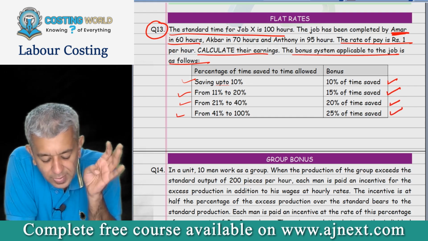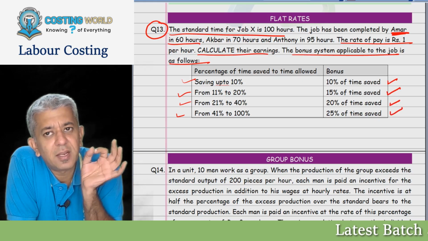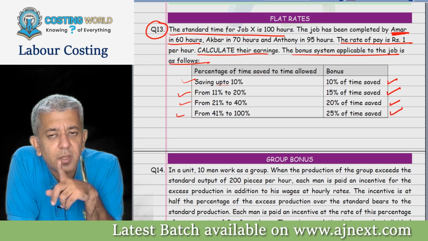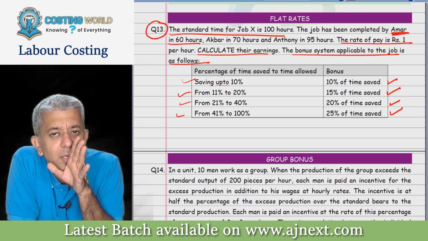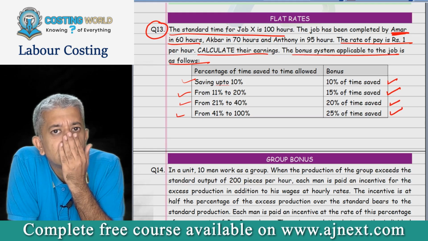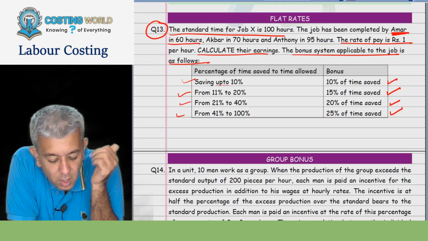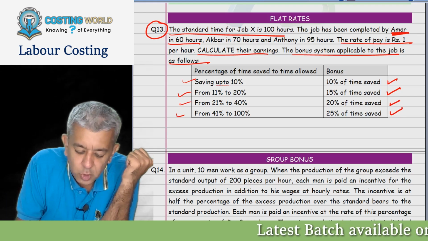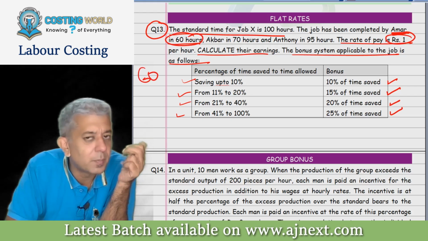Now see, in this question, I'm just asking you all, have they told apply flat rates or sliding scales? Have they told that particular thing in the problem? No. If they have not told, then in that particular case, by default, you will always be applying flat rates. So let's apply flat rates. Now see, for Amar, he has completed the job in 60 hours. So 60 hours into rupee 1 per hour. Therefore 60 rupees I'll pay him as his basic wages.